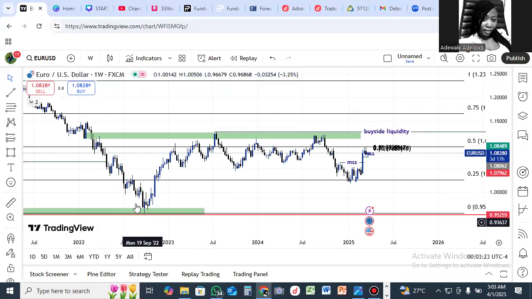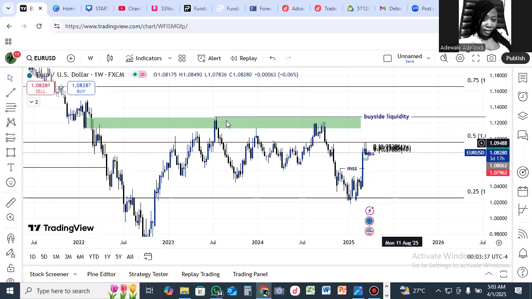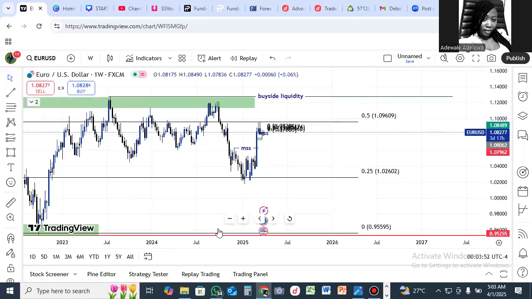This is the next liquidity, that's the liquidity pool to be swept, okay, external range liquidity. But before it does that, it has engineered equal high. You see that? Relatively equal high, and ICT calls this a sweet spot for the market. So what happened? I want to show you something again.